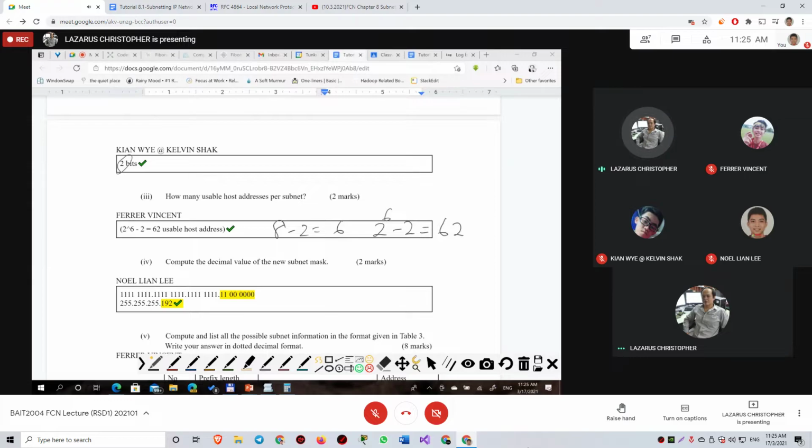Compute the decimal value of the new subnet mask. Well, it's given here. Original is 255, 255, 255. Now the last octet is no longer zeros because 2 bits are borrowed. Converting 11000000 gives you 192, so that's the new subnet mask. We borrow 2 bits, so the 2 bits belong to the network part. Instead of 0, it becomes 11.